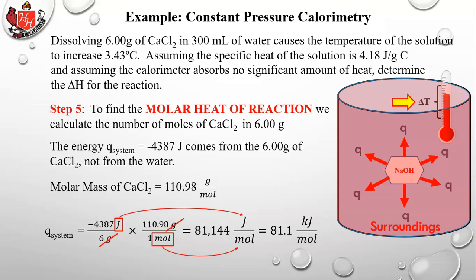Generally, in thermochemistry, though, we speak in terms of kilojoules, so you divide that number by 1,000, and you get 81.1 kilojoules per mole. And that's the molar heat of reaction for calcium chloride.